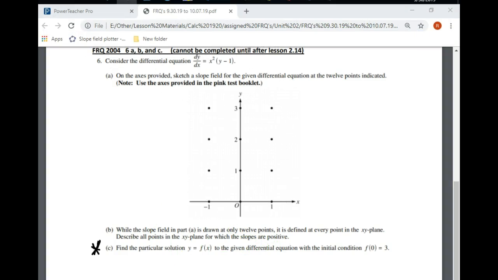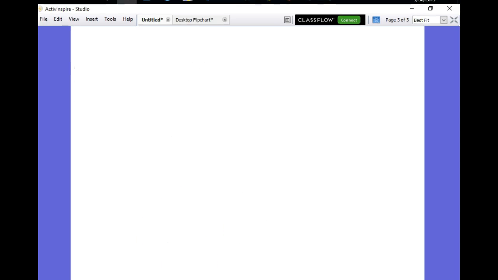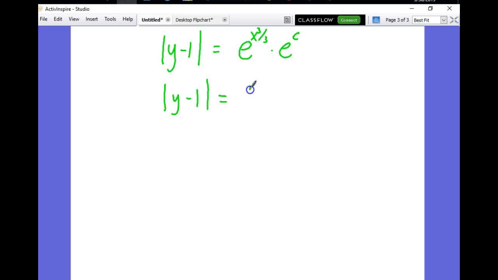Now something else that we talked about was how we wanted to separate these, right? And e to the c is really just another c, and so we're just going to put a c in the front. Okay, so there's that. Now the absolute value bars create an interesting situation.